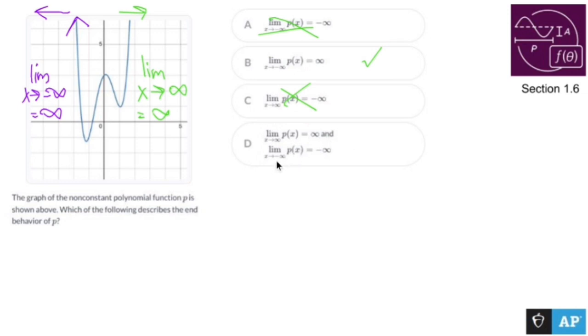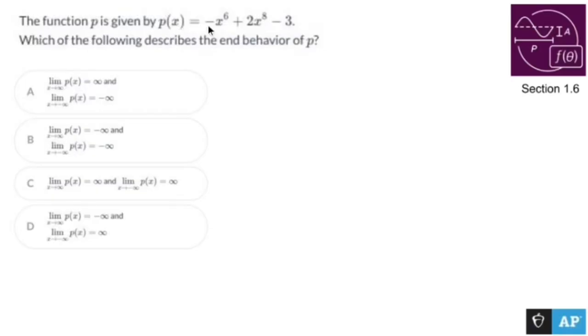That's true. But also the limit as x approaches negative infinity is negative infinity. That's not true. So B's got to be my guy. Even though it seems a little incomplete, that's going to be the one I'm going with. The function p is given by p of x equals negative x to the 6th plus 2x to the 8th minus 3. Which of the following describes the end behavior of p? So what I need to do is take a look at this guy and try to figure out what my graph looks like.